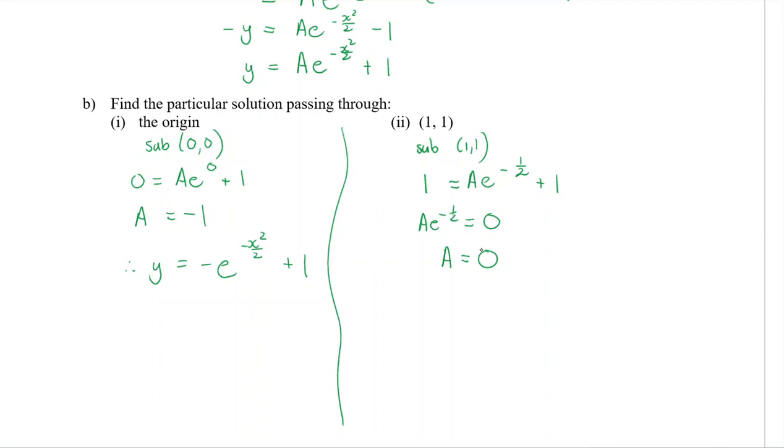What does that mean for my equation? It means that whole first term is just 0, and we're getting the equation y is equal to 1. Okay, different types of curves, or a line.